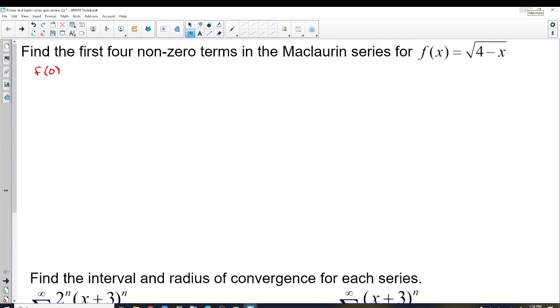All right, find the first four non-zero terms of the Maclaurin series for that. f of 0: this function is 4 minus x to the 1/2 power. So if we plug 0 in, we get 4 to the 1/2, so we get 2. And then the first derivative would be 1/2 (4 minus x) to the negative 1/2, which, if I plug 0 in, is going to be 1/4.